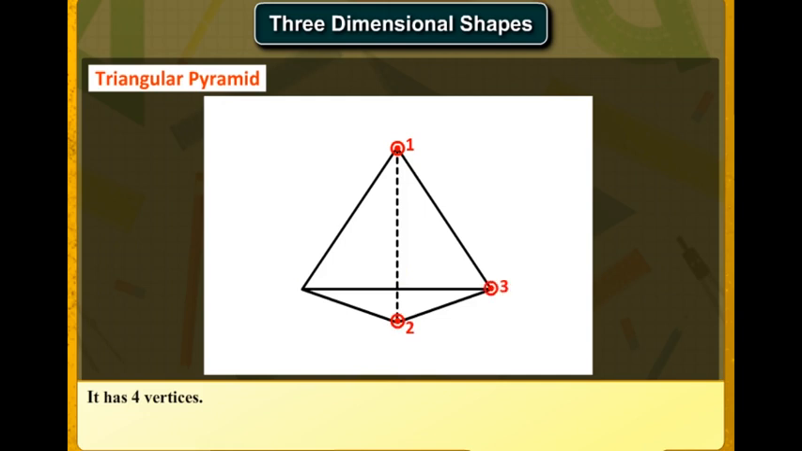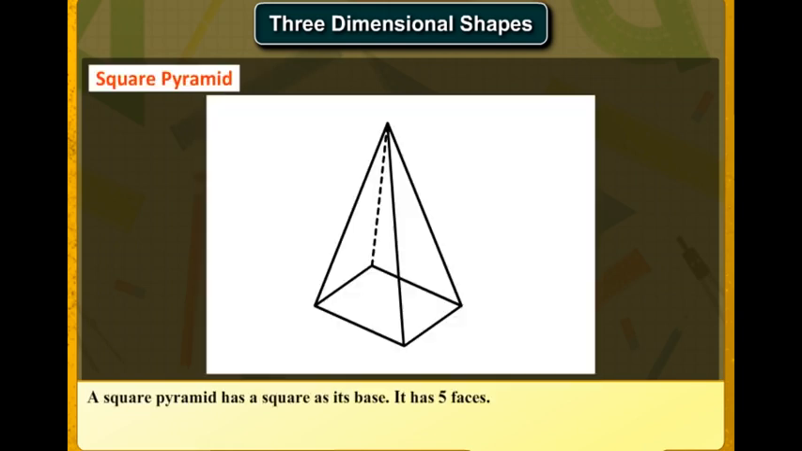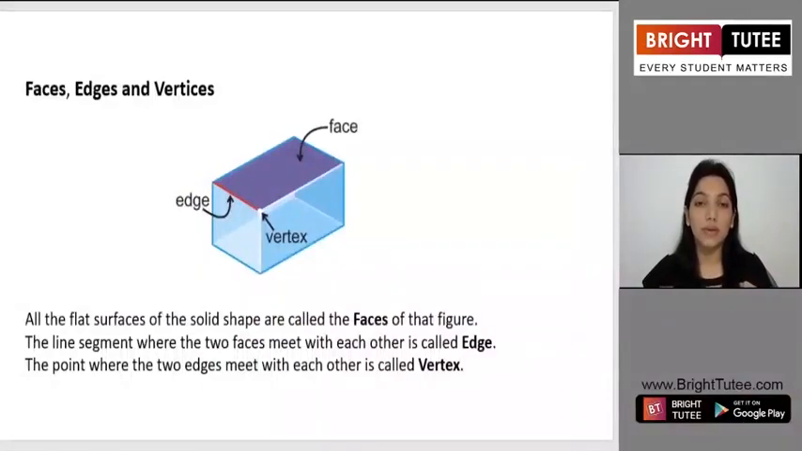It has 4 vertices. Square pyramid. A square pyramid has a square as its base. It has 5 faces. It has 8 edges. It has 5 vertices. What are the faces, edges and vertices in these 3D images?